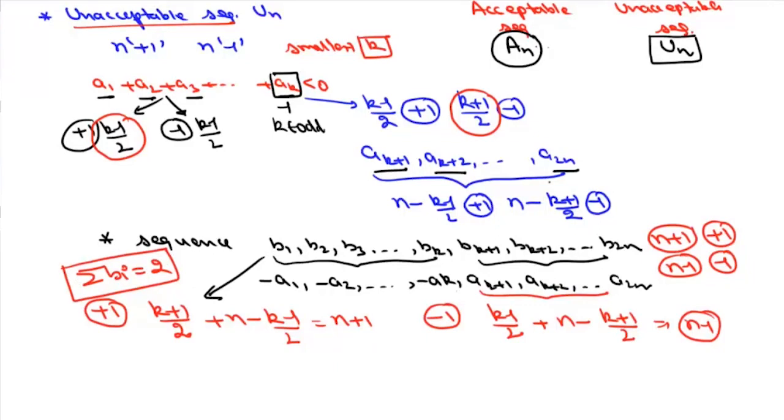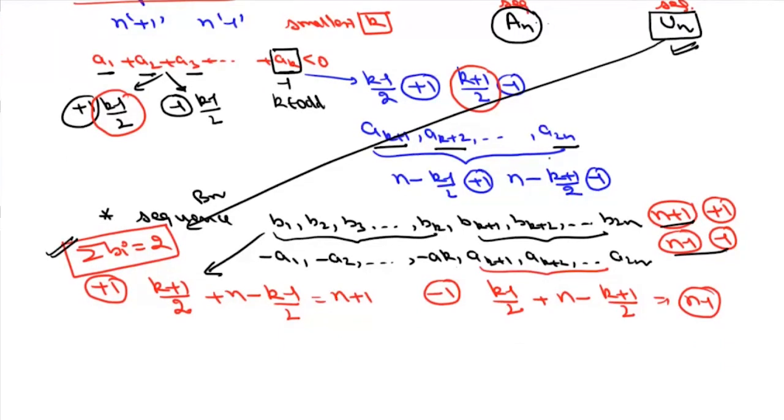Now in this proof, we'll prove that the number of unacceptable sequences is the same as the number of sequences in which the sum of numbers is 2. That is, the number of sequences formed from n plus 1 plus 1s and n minus 1 minus 1s. So we'll prove that there is a bijection between un and the sequence, say bn. Now in this first part, we have established that for every unacceptable sequence, we can create a sequence in B such that its sum is 2. Now we'll prove its inverse.